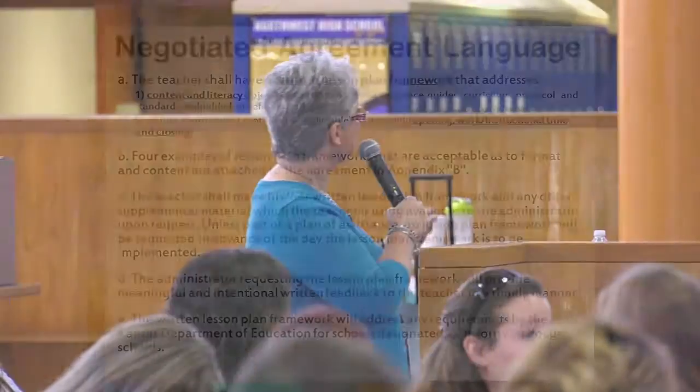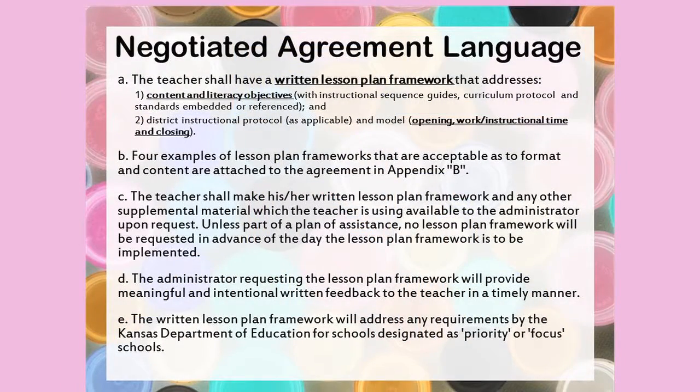But important enough that you all hear the same message and we go forward from there. Some of the agreement language says that the teacher, as you can see, shall have a written lesson plan framework that addresses content and literacy objectives and district instructional protocol. And so you have just read about some of those things. So the district says that's what we're gonna do. The union says that's what we're gonna do, okay?